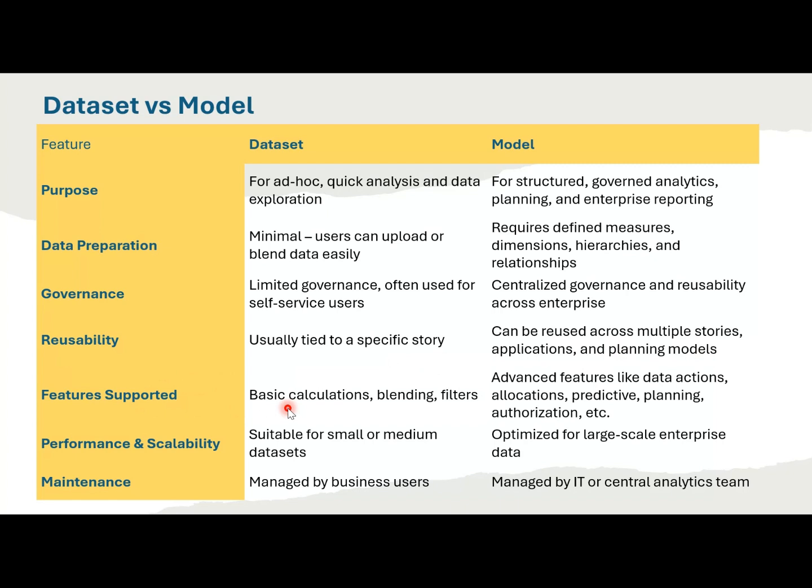For features supported, in a dataset we have basic calculations. We have two types of transformation. One is the transform bar, which provides very quick transformation options, and then we have the custom editor where you can write certain data functions. You can also blend the data and filter the data. In a model, there are advanced features like data actions, allocation drivers, planning authorization, etc. So you can perform several data manipulation and data upload things in models. So models have more features compared to a dataset.